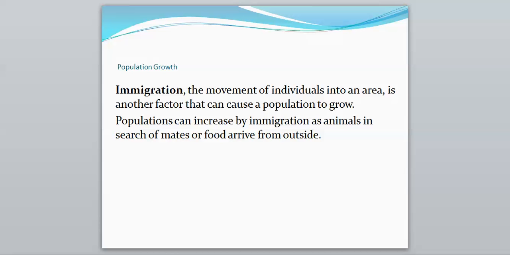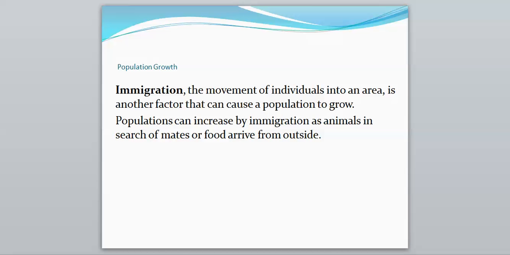And then populations can increase by immigration as animals in search of mates or food arrive from outside. So there could be a group of geese living out on your pond, out in your backyard, and let's say a new group moves in and they all just decide to stay there because there's enough food there, or they think they could possibly actually have a mate there.